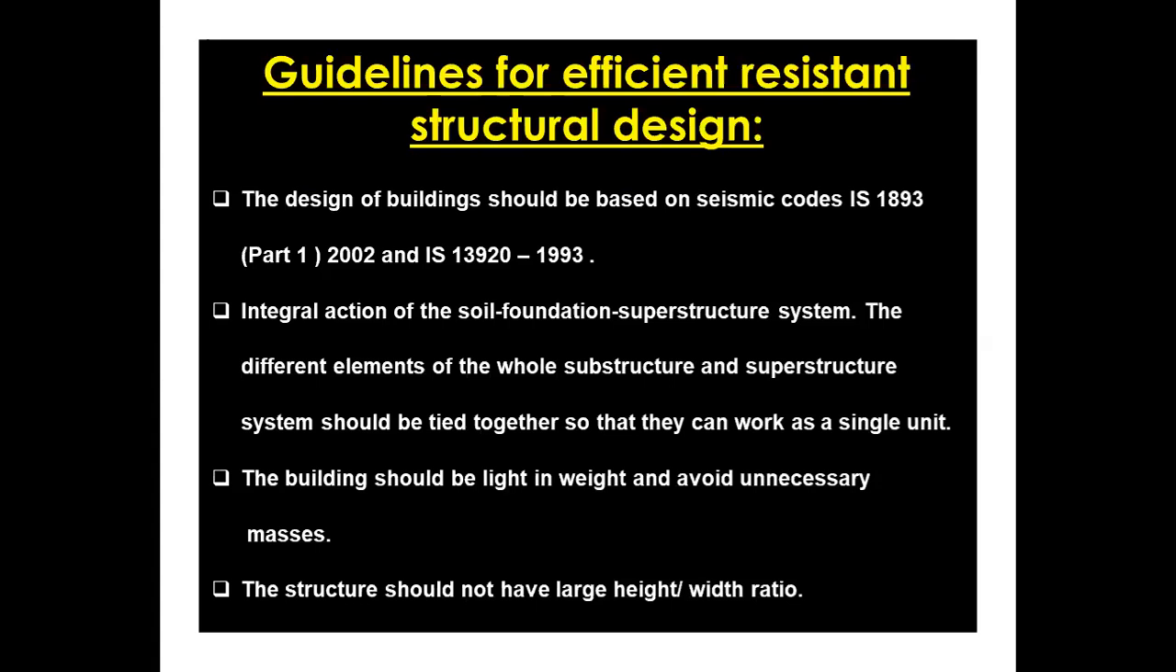Next are the guidelines for efficient earthquake resistant structural design, right? First, the design of the building should be based on the seismic codes IS 1893 Part 1 2002 and IS 13920 1993. These two codes are generally used for the design of buildings based on seismic codes. So we refer to these two codes.